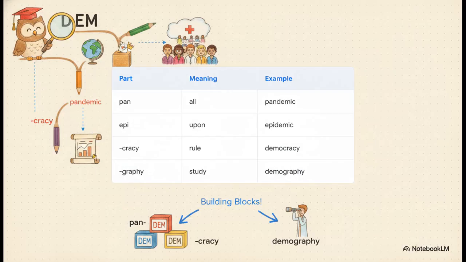You can think of this matrix as your ultimate cheat sheet. Prefixes and suffixes totally change how the root DEM functions. Look at the prefix pan. It means all, so a pandemic is something affecting all people. Or check out the suffix cracy, which means rule. Put it with DEM and you've got democracy, rule by the people. And graphy means study, giving us demography, literally the study of populations. It's really just snapping building blocks together.